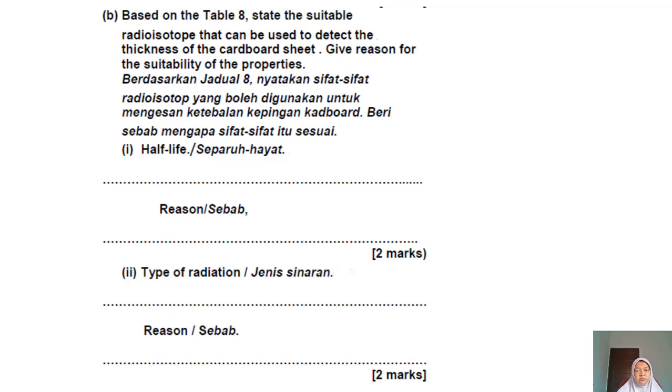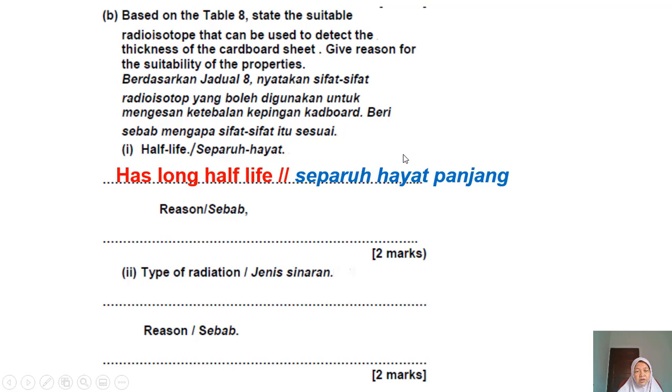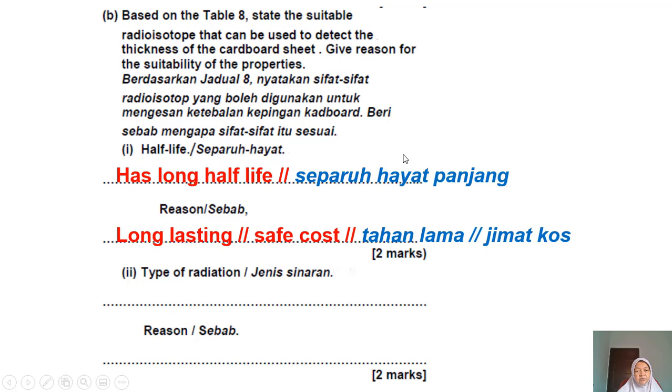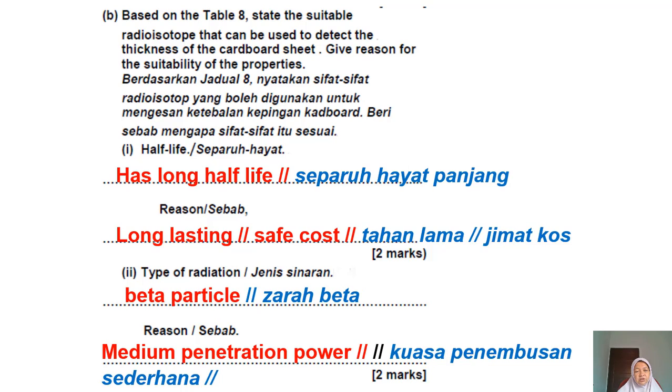Alright, first, our task is to choose a radioisotope that can be used to detect the thickness of the cardboard sheet. First, half-life. Of course, we have to use long half-life. Long half-life means long lasting, save cost, tahan lama, jimat cost. Type of radiation, we have a choice, beta or gamma. Normally we use beta because beta has medium penetration power.